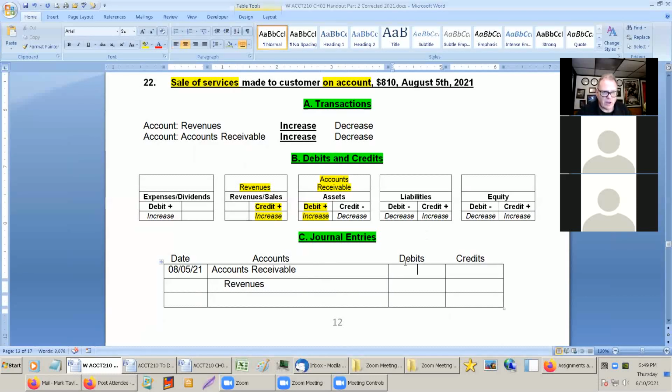So accounts receivable going up with the debit 810. And by the way, right now these look like something completely different than, say, the financial statements. Next week we'll see how that kind of comes together, how these actually turn into financial statements.